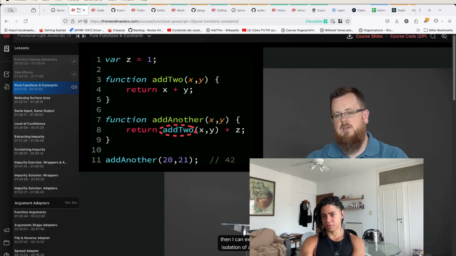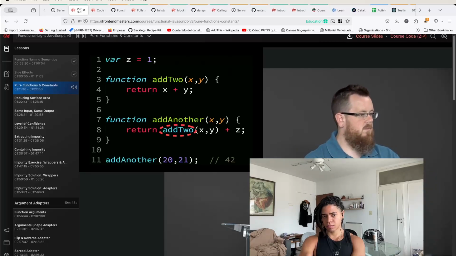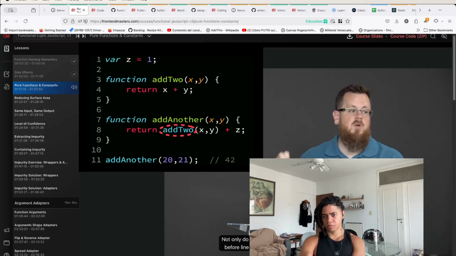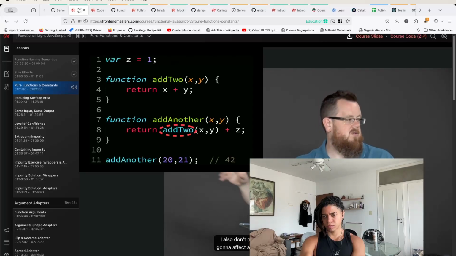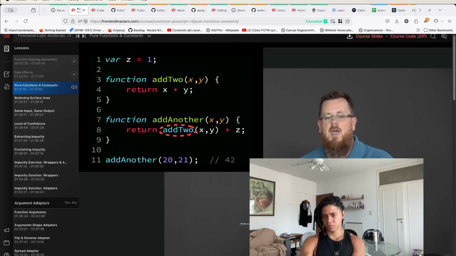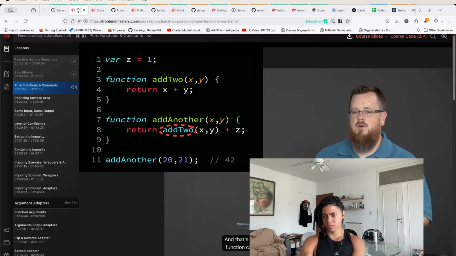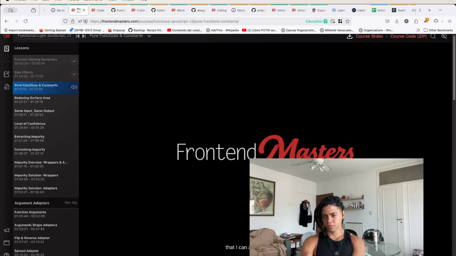But with pure functions, I can execute line 11 completely in isolation of all the rest of the program. Not only do I not need to run anything before line 11 to figure out what line 11 does, I also don't need to worry that line 11 is going to affect anything else in the program. That's the real benefit of purity. It isolates that line so that I can analyze it.